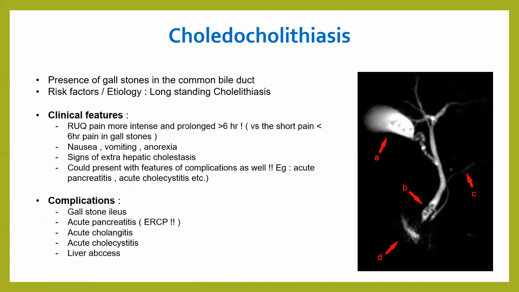So in the case of choledocholithiasis, like I explained, it's when the stone gets stuck in the common bile duct. As you can see here, it's a picture of ERCP, and here is where the stone is usually stuck.